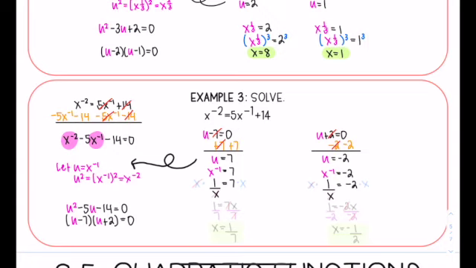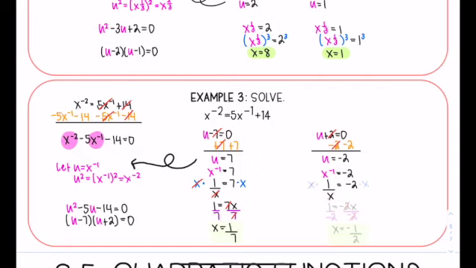So solving for x, I'm going to multiply by x on both sides so that I can get rid of the denominator. We get 1 equals 7x. And then the last step is to divide both sides by 7. And so we get x equals 1/7 as one answer.